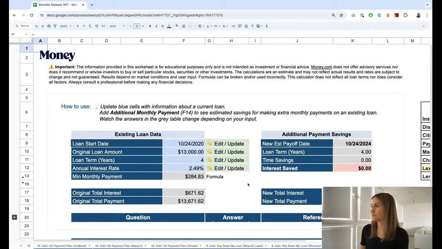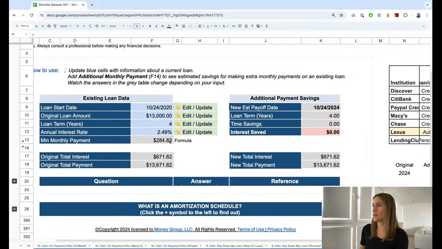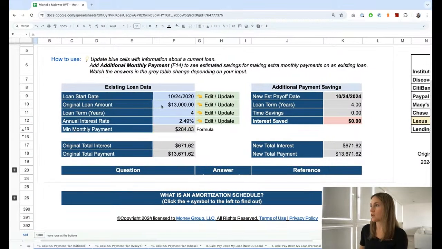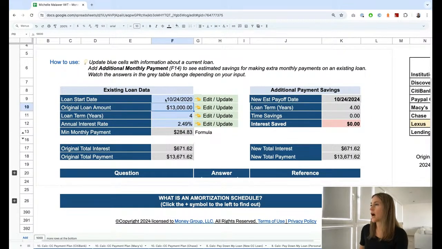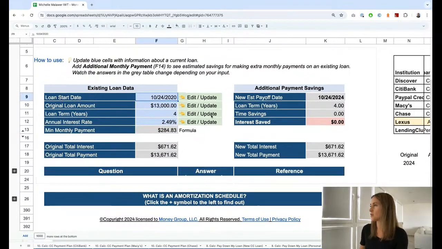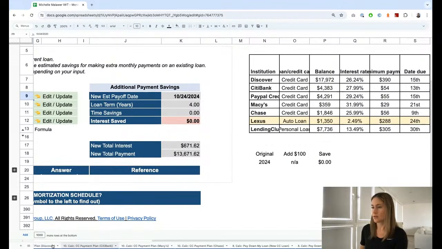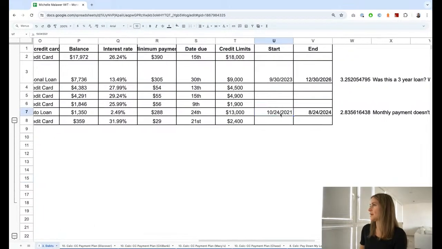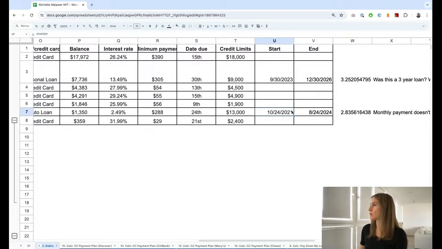So then on this one, it's so close to the end. This is the Lexus, which was originally a $13,000 loan. I think it started in 2020 because of the monthly payment. You said that it started, I think, in 2021. But if it's ending in 2024, I think that it was a 4-year loan starting in 2020.